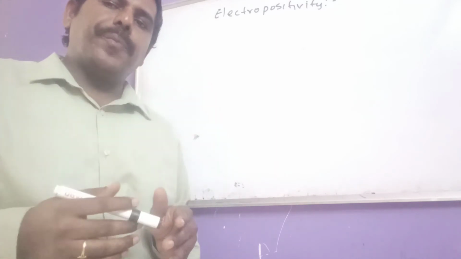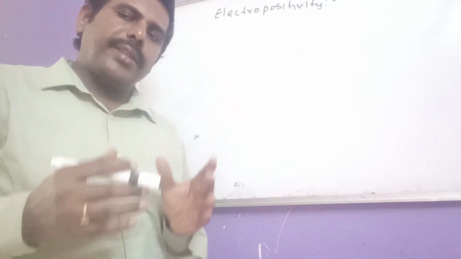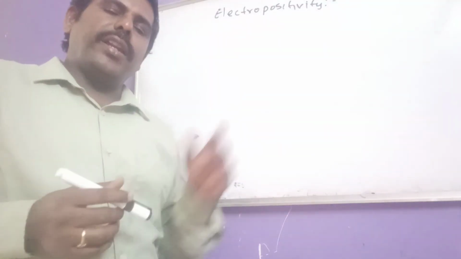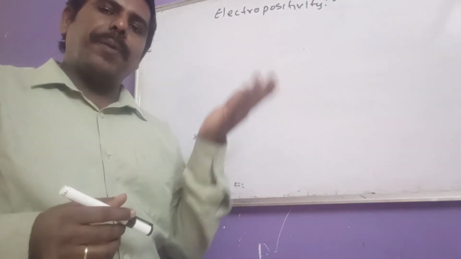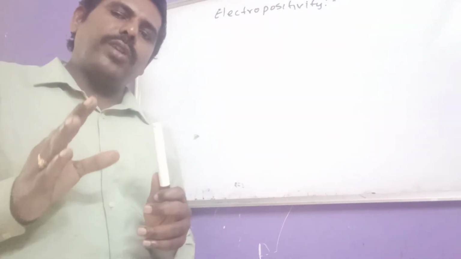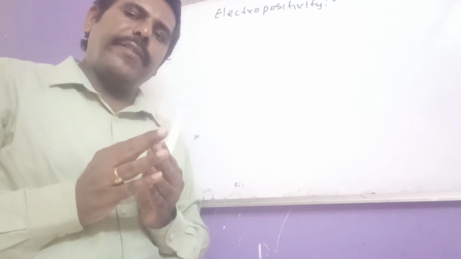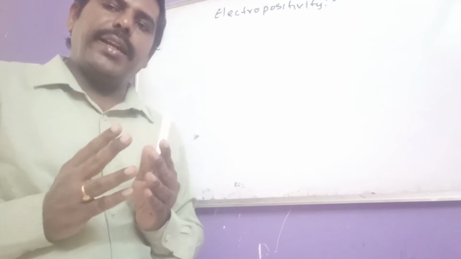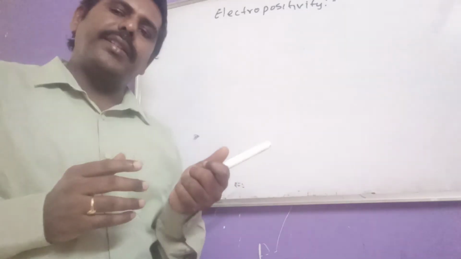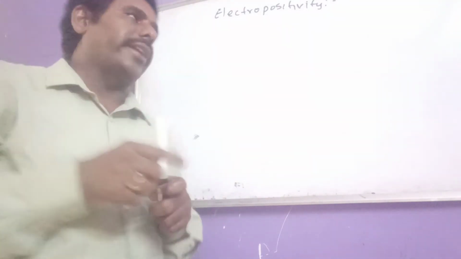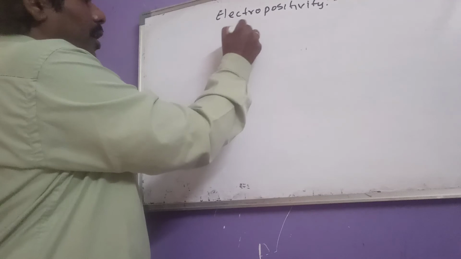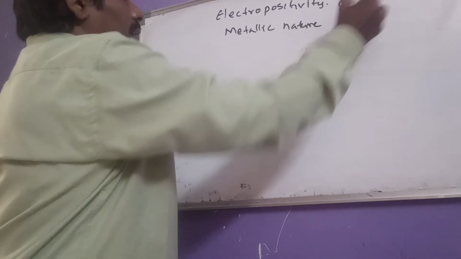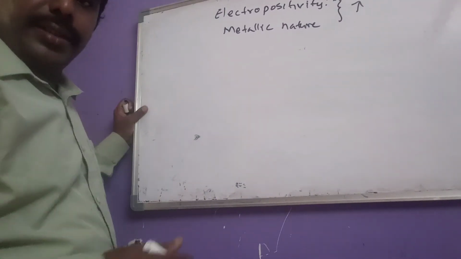In a group from top to bottom, as atomic size increases, electropositivity also increases. And we have to remember one thing: electropositivity is the characteristic property of metals. That means as electropositivity increases, metallic nature also increases. So in a group from top to bottom, both electropositivity and metallic nature increase.